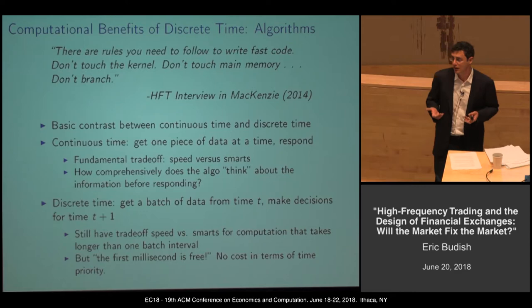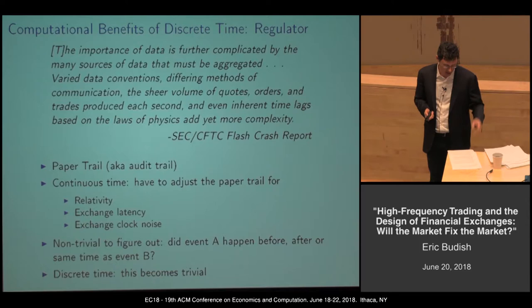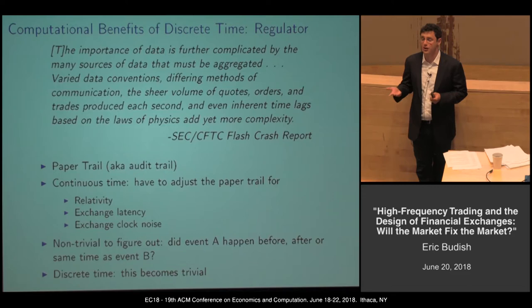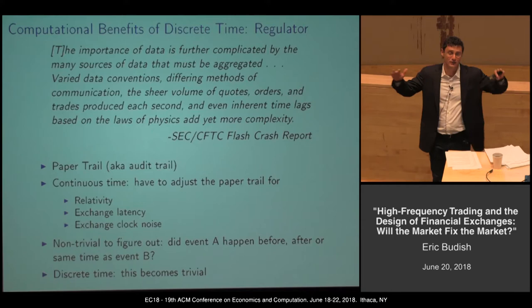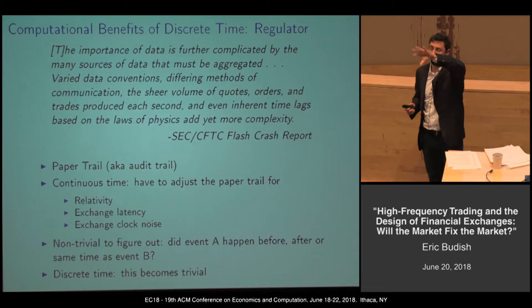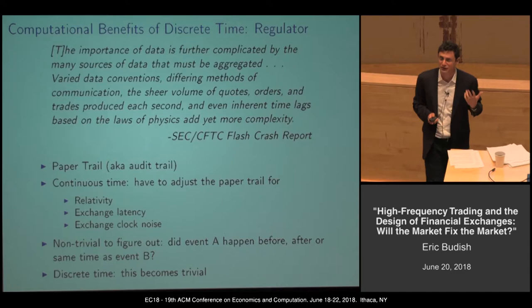For regulators, so think about a regulator surveilling the market's paper trail, or an investor trying to understand the market's paper trail to assess whether they got best execution. In a continuous market, this is complicated because you have to think about relativity, you have to think about clock noise. So the question of did this event in market A happen before or after this event in market B is complicated. In discrete time, that's simple. I mean, that's only complicated because of design choices.